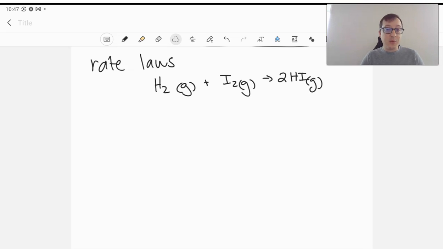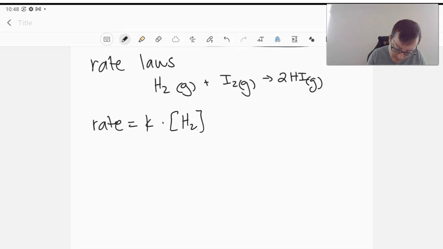When we're looking at a particular reaction and gathering experimental data from it with regard to rate, we'll be able to come up with a mathematical expression called a rate law. Generally speaking, a rate law would be, as an equation, the rate equal to a constant times each of your reactants raised to a particular power.